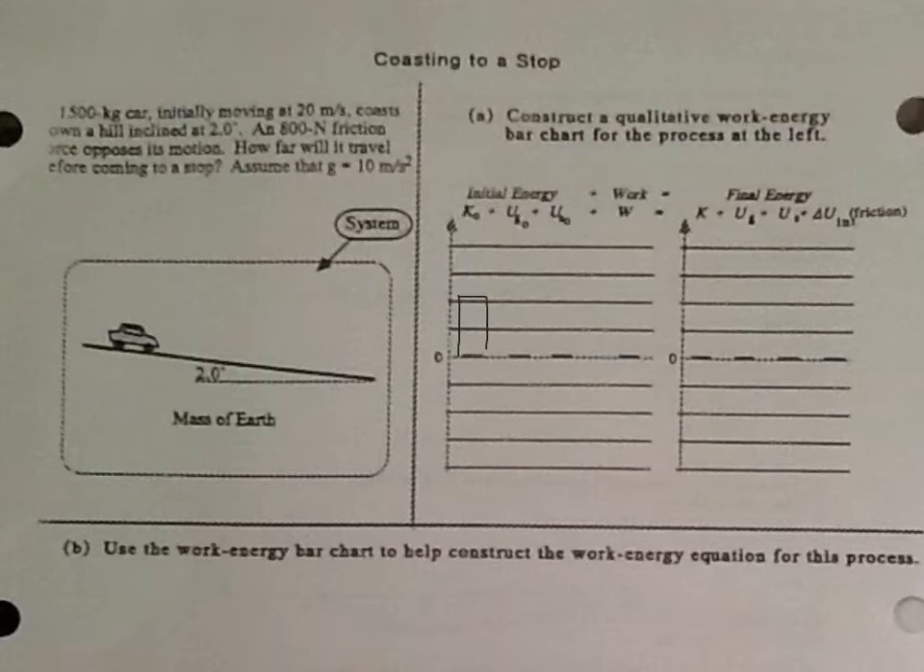Then it says an 800 Newton friction force opposes its motion. Since we know that friction is always negative, it's going to be below the bar. We also know that at 0.1, the car is on a hill, so we know that there is GPE. And there is no spring constant.